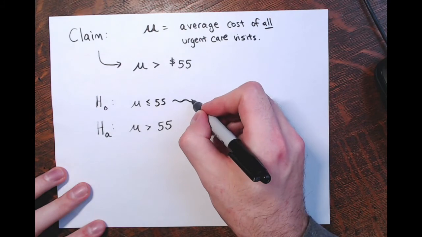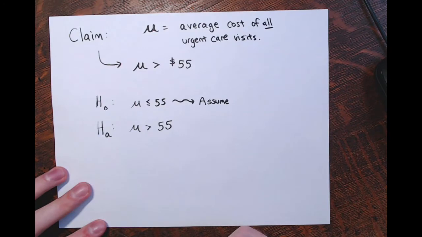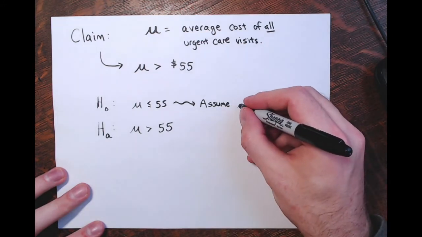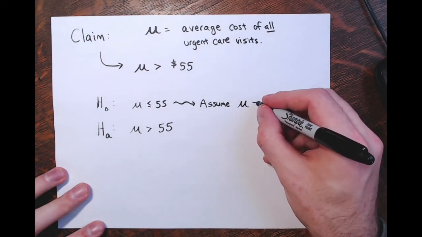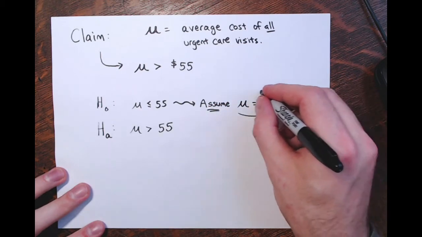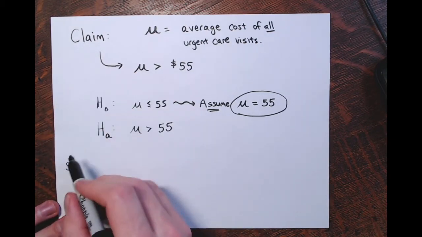But what we're going to be assuming, and usually what's written in the Newton-Alta material, is just the equal part. We're going to assume that mu equals $55. So we'll assume that the population average is $55, and we're going to test that against the population average being greater than $55. So a claim is made, hypotheses are formed.